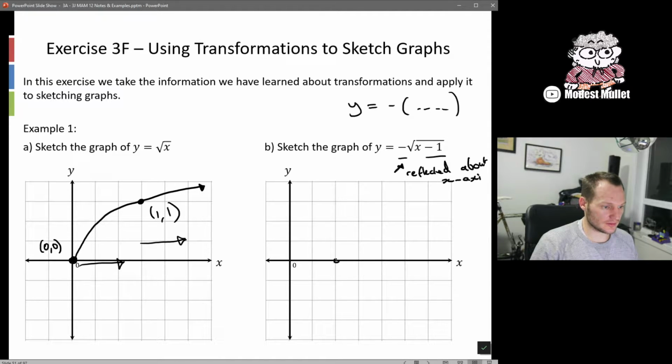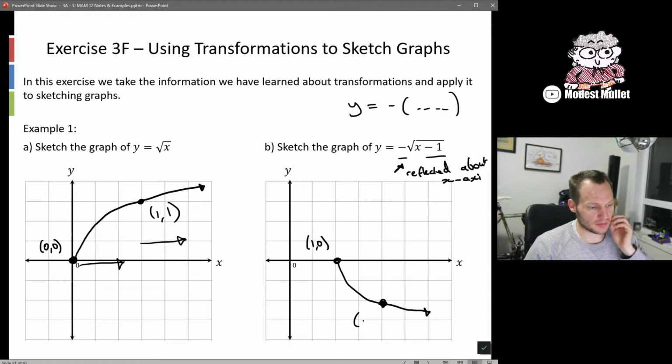So in our case the dot's moved over. Instead of being at 0, 0, we're now at 1, 0, and instead of going up that way, we are now reflected this way. And instead of this point being at 1, it's down and underneath, but it's also pushed across 1, so we're now at 2, negative 1. That comes from recognizing the transformations and also knowing what the basic shape is.